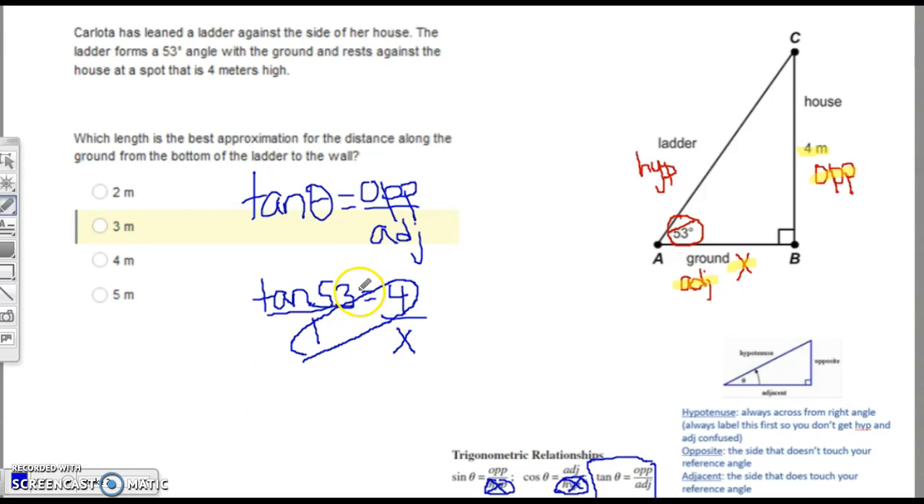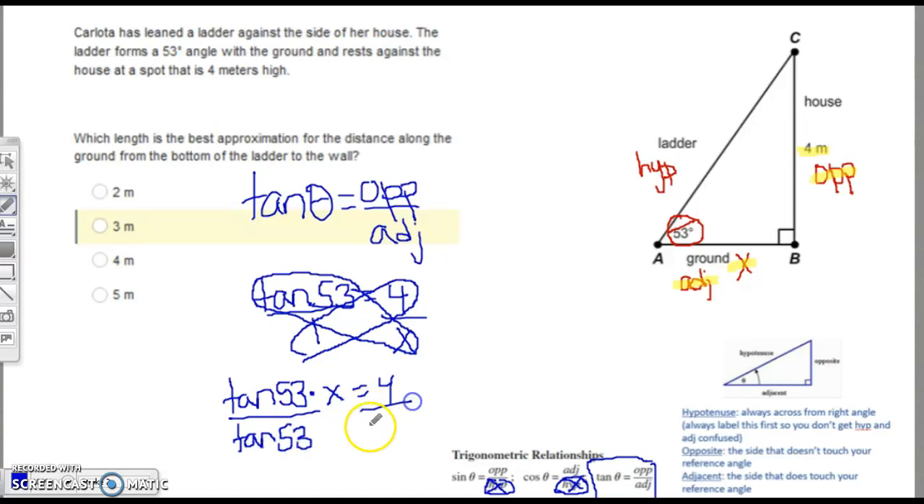1 times 4 is 4. Tangent of 53 times x is still tangent of 53 times x. And I'm solving this equation. Don't let the tangent of 53 freak you out or anything. It's just a number. So if I want to get the x by itself, right now I'm multiplying. The opposite would be to divide each side by the tangent of 53. That would make that cancel, leaving me with just x. And then this is a calculator problem.